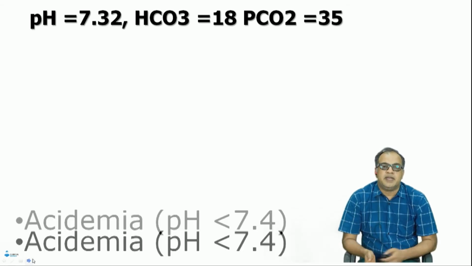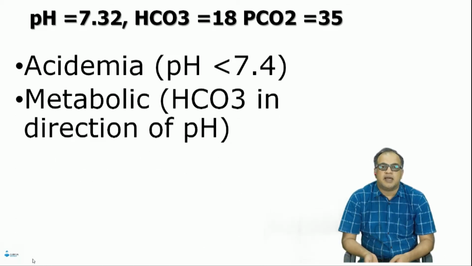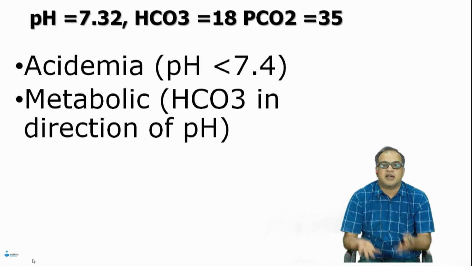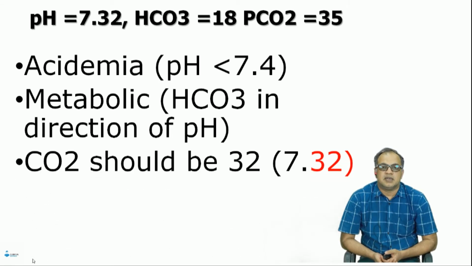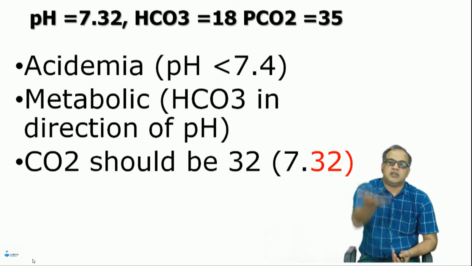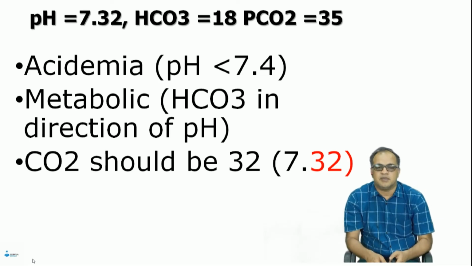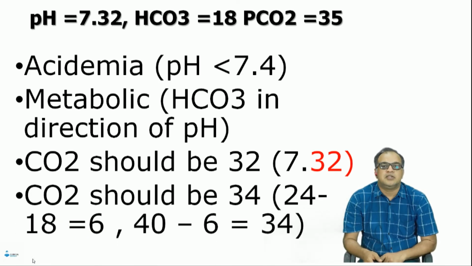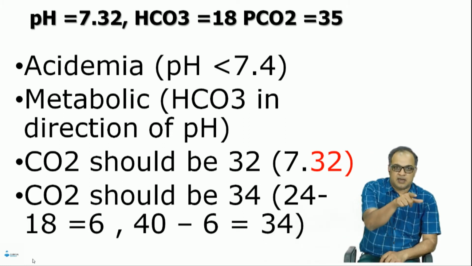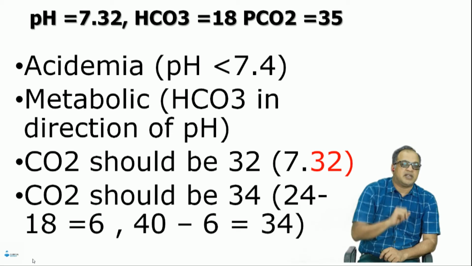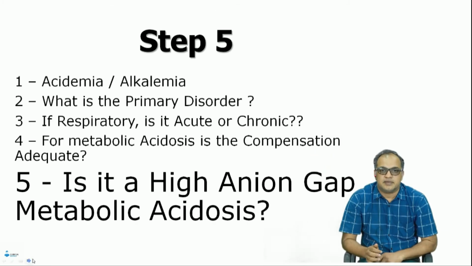Okay, so pH 7.32, it is acidemia. pH less than 7.4. Bicarbonate 18, it is metabolic. Bicarbonate is in the direction of pH. PCO2 is 35, it should be 32. 7.32, 32, 35, a difference of one or two, slightly higher than that. CO2 should be 34. Why 34? Bicarbonate is 24 minus 6, that is 18. CO2 should be 40 minus 6 is equal to 34. So this question we sorted.